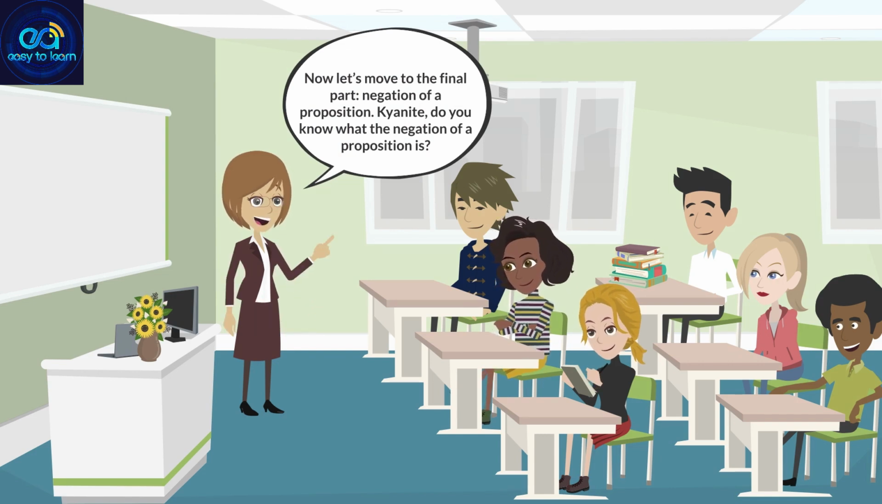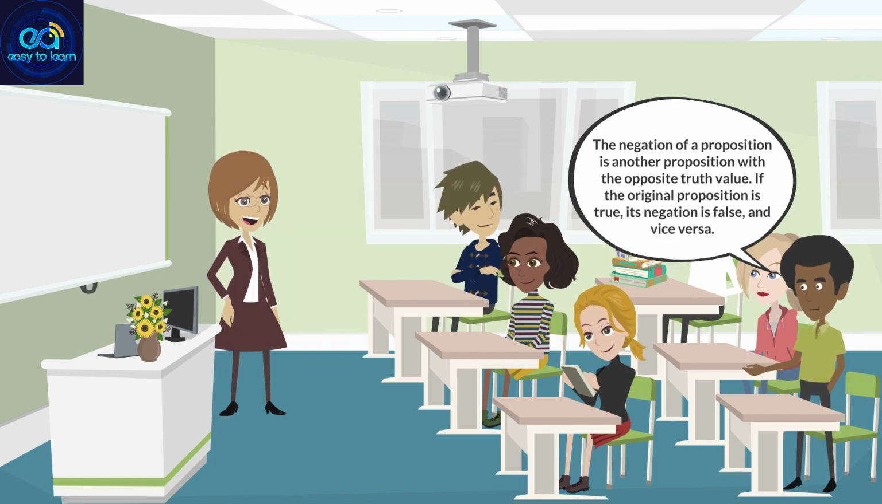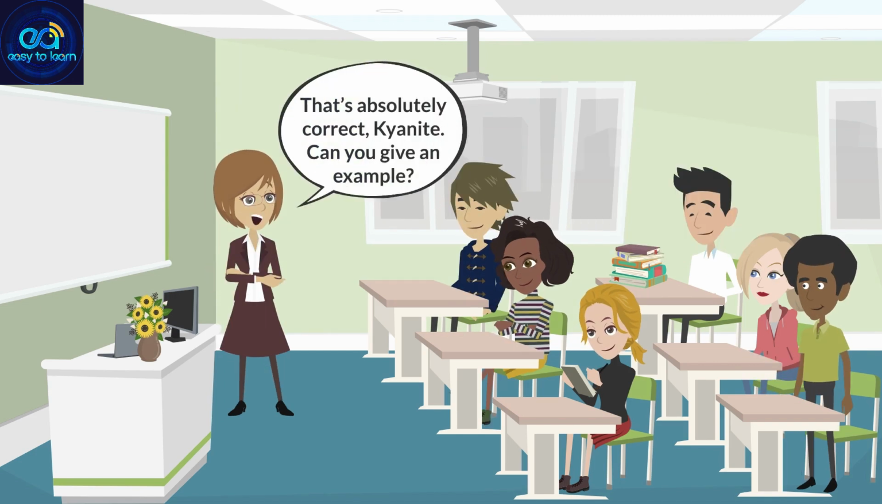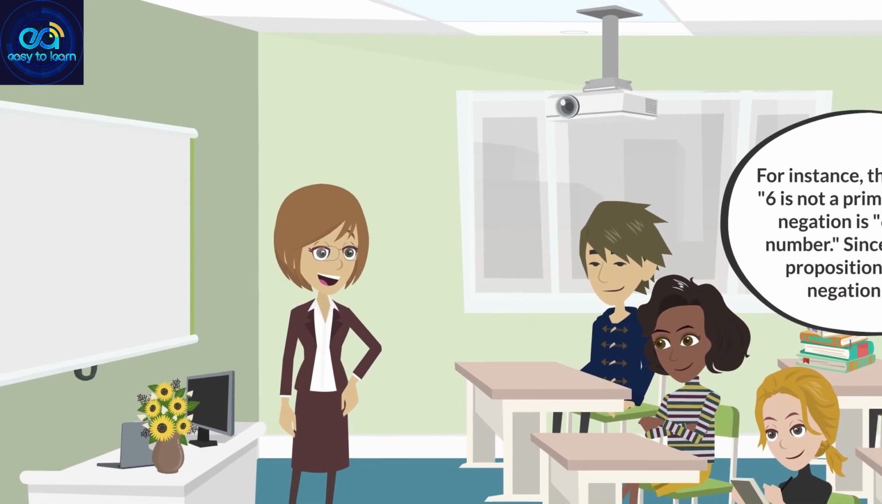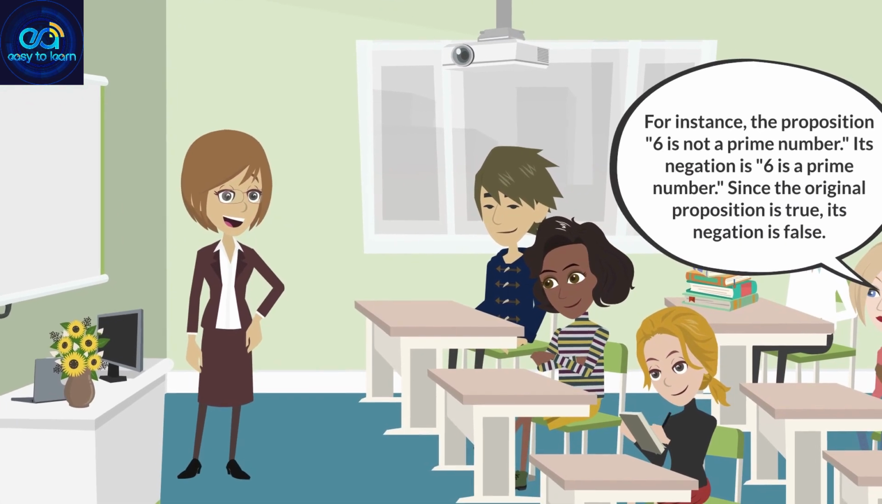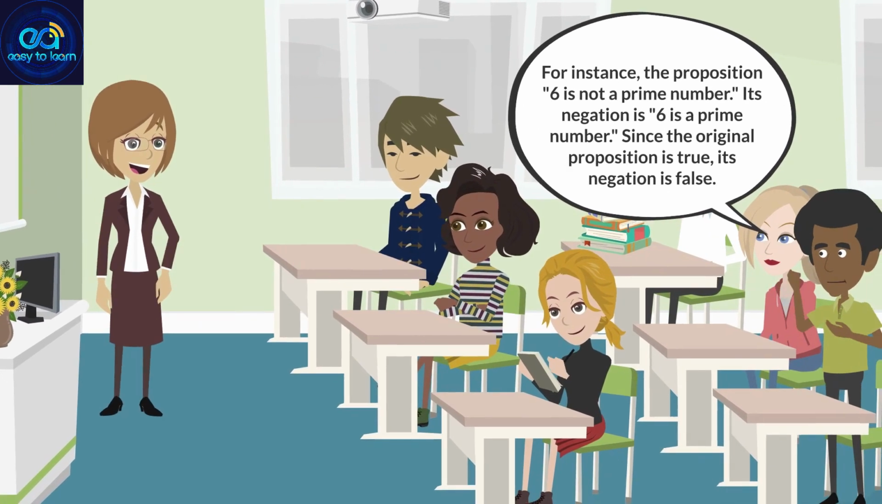Kianai, do you know what the negation of a proposition is? The negation of a proposition is another proposition with the opposite truth value. If the original proposition is true, its negation is false and vice versa. That's absolutely correct, Kianai. Can you give an example? For instance, the proposition 6 is not a prime number. Its negation would be 6 is a prime number. Since the original proposition is true, its negation is false.